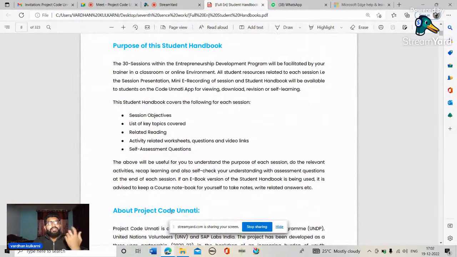So the purpose of this handbook, what actually helps us in understanding this, is that session objectives, list of key topics covered, related readings, activity related worksheets, questions, video links, and self assessment questions will also be included in this handbook.